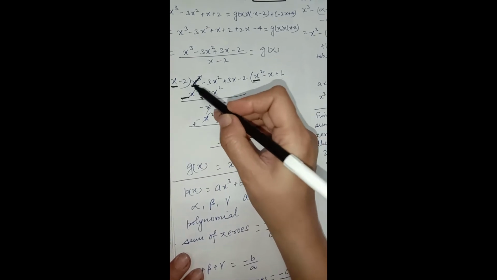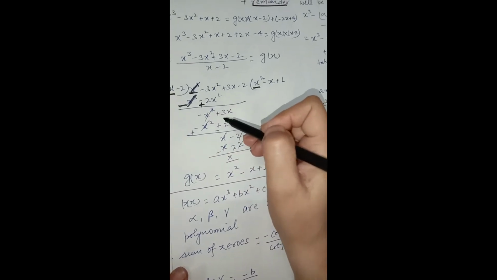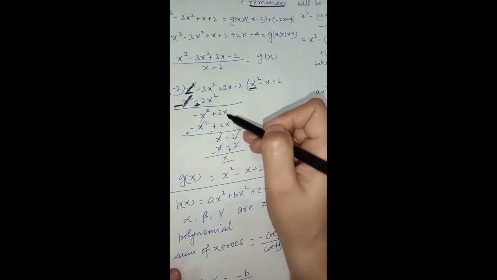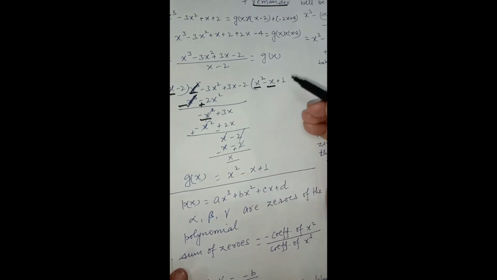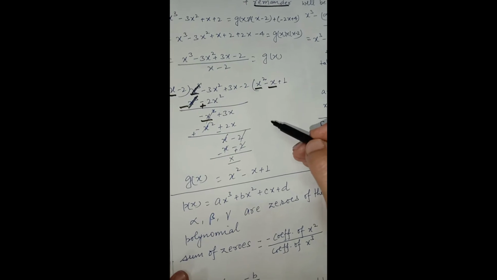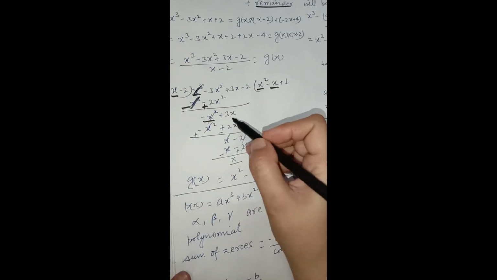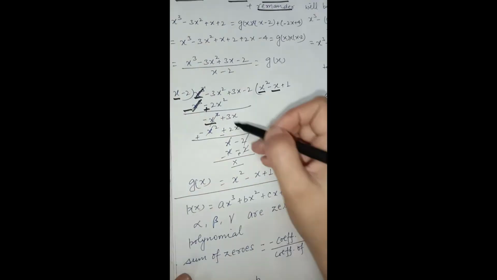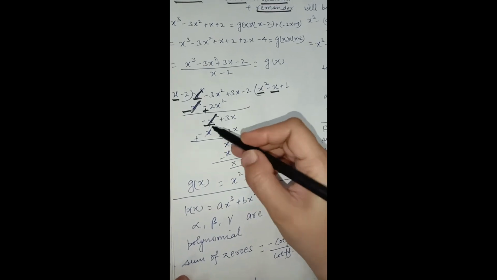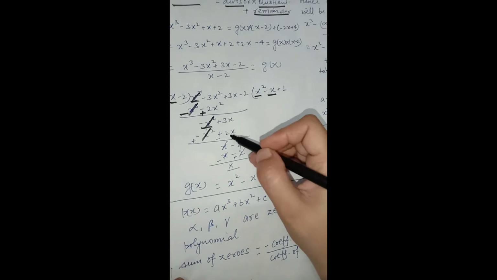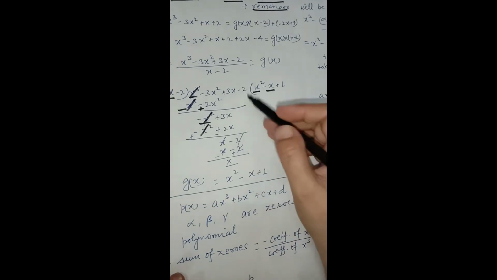Change the sign. Here we'll get minus x square plus 3x. For the next step, the quotient is minus x. Minus x square minus 2x. Minus minus plus 2x. Sign change. Again these two terms will be cancelled and here we will get x minus 2.